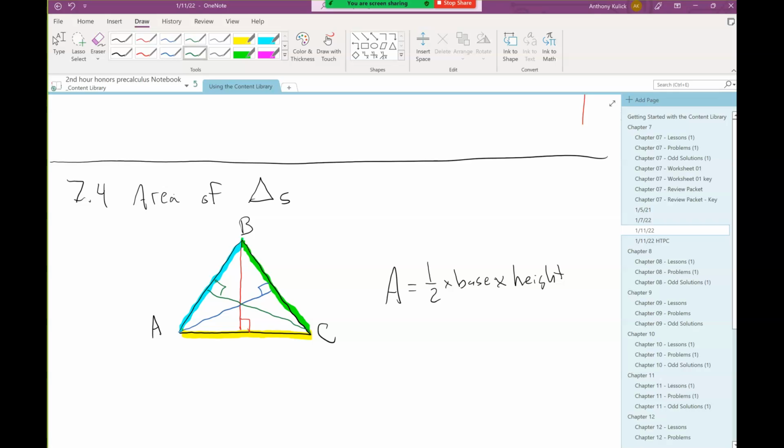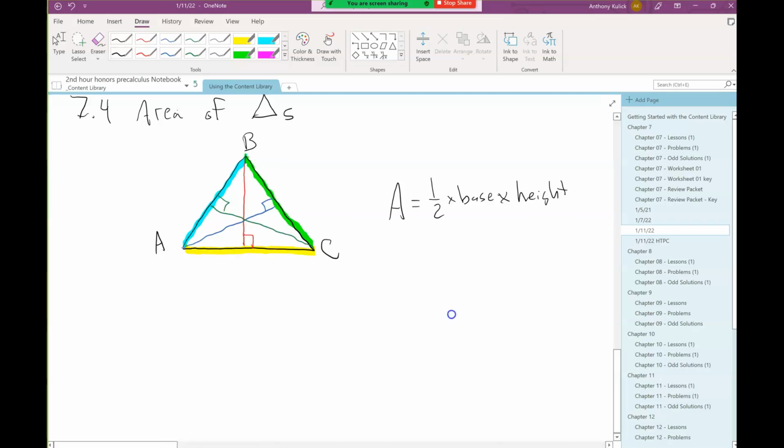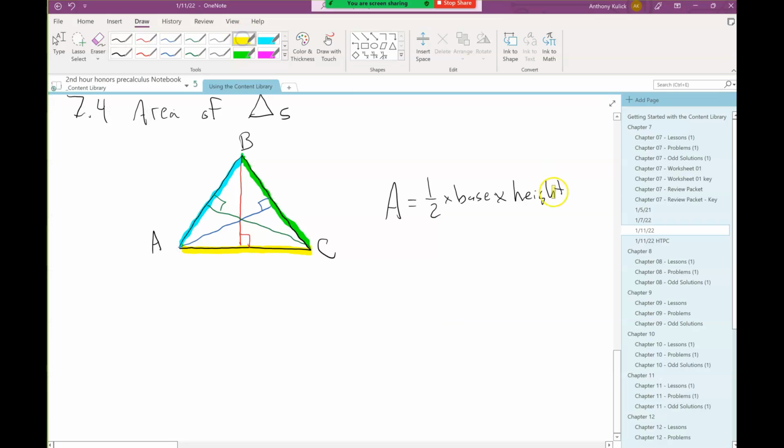Everybody kind of remember this now? Jog some memories back to geometry. The issue is that if you're just given information about a solved triangle, you don't know the height, ever. Unless you have, of course, what kind of a triangle? A right triangle, in which case the legs are the base and the height. But if it's any old triangle, we don't have the height. That's the issue with this formula.